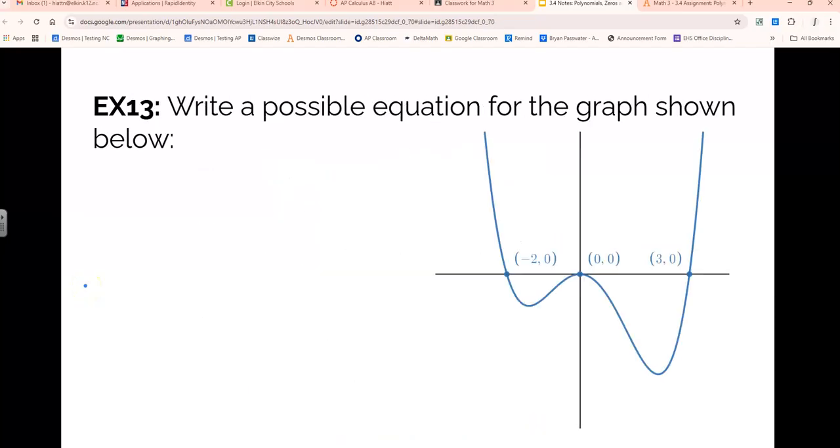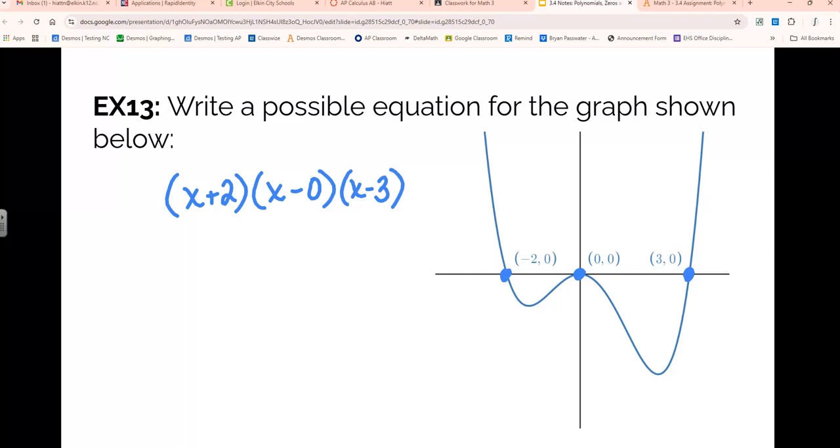All right, so we got a couple more. This one tells us to write a possible equation for the graph shown below. So when I'm looking at this, I'm looking for my zeros. I've got a 0 at negative 2, a 0 at 0, and a 0 at 3. That means I will have x plus 2, x minus 0, and x minus 3.